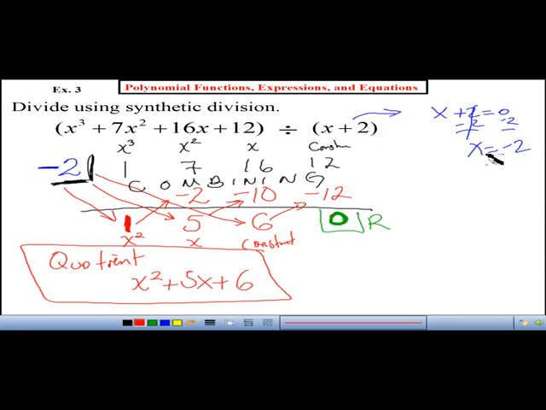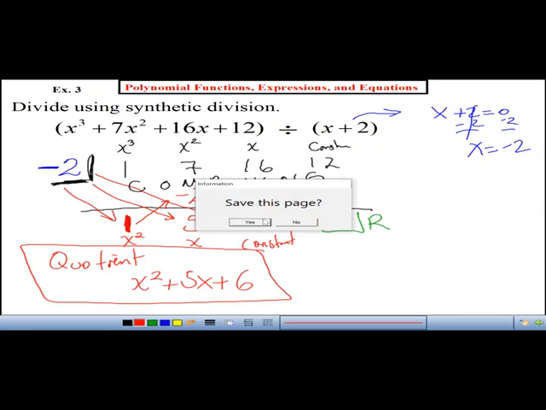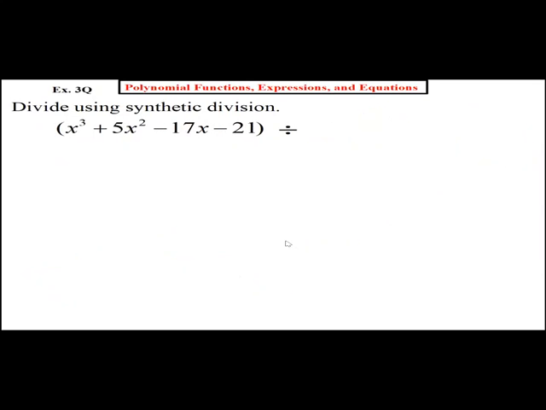All right, let's do another one together. Let's see how we do. Example 3Q, copy this one. X cubed plus 5x squared minus 17x minus 21 divided by x minus 3. I want you to write me just the setup. Don't do anything else. Write me whatever you're going to use for the dividend and whatever you're going to use for the divisor. See if you get it right.